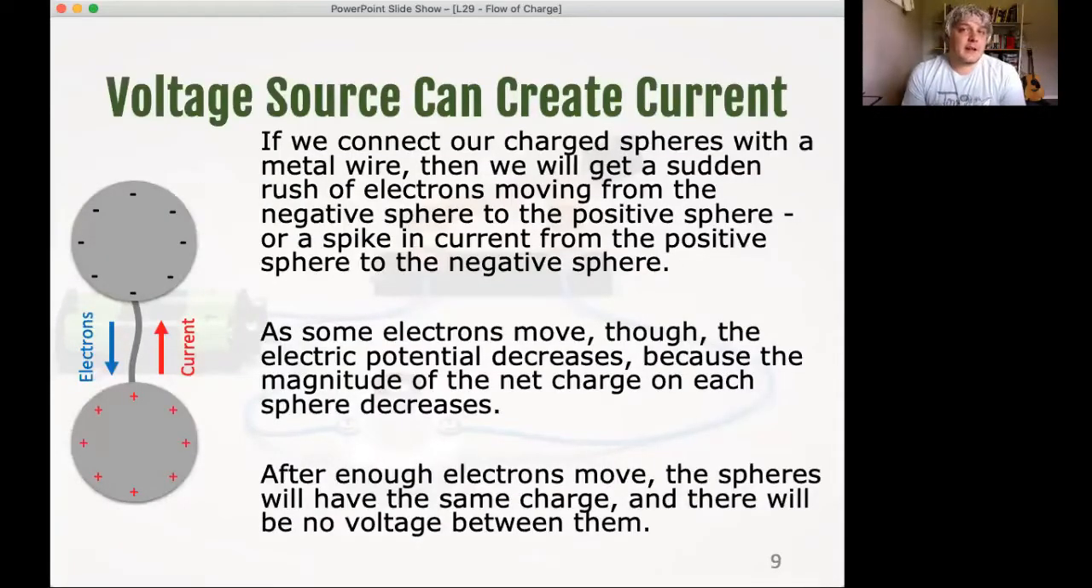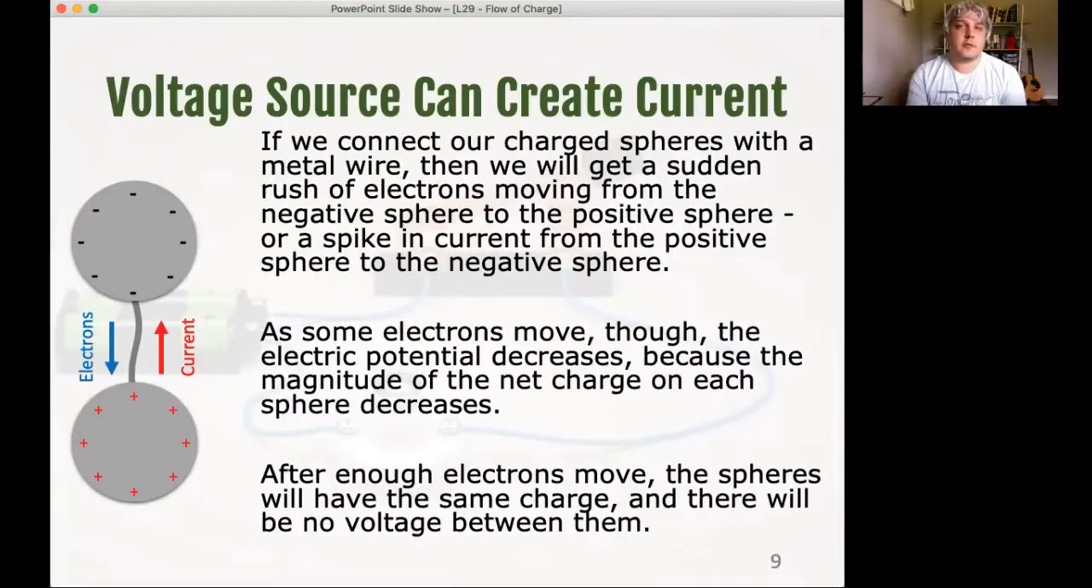If you then connect your two spheres, you've got one big positive one, one big negative one, and you connect them with a metal wire, you'll get a sudden rush of electrons moving from the negative sphere to the positive sphere. That should be pretty common sense. If you connect them, it's the same as touching them, right? If you touch them, a whole bunch of electrons will flow through. If you connect them with a little conducting wire instead, same deal, you're going to get a bunch of electrons that flow from the negative one to the positive one.